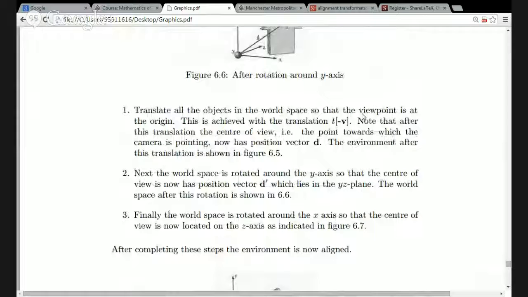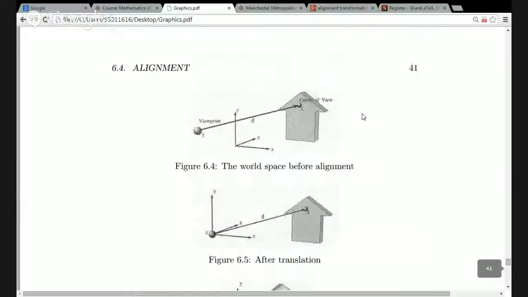First of all, there's a translation, because it's easy to take the viewpoint, the position of the virtual camera, and move it to the origin. All that needs is a translation. You just need to translate all the objects in the environment by the vector minus v.